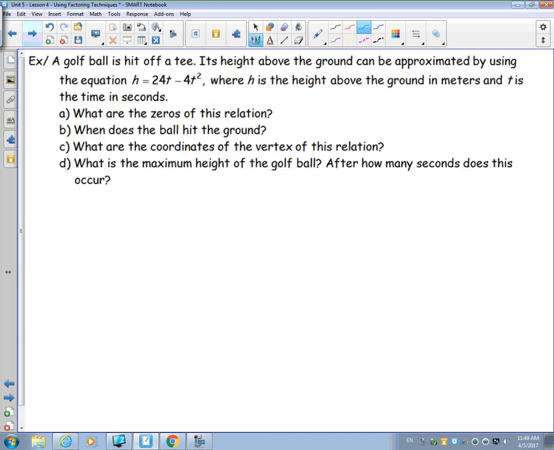Okay, try another one. A golf ball is hit off a tee. Its height above the ground can be approximated using an equation where h is our height in meters and t is the time in seconds. What are the zeros?